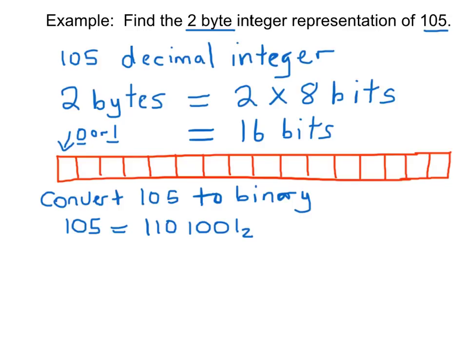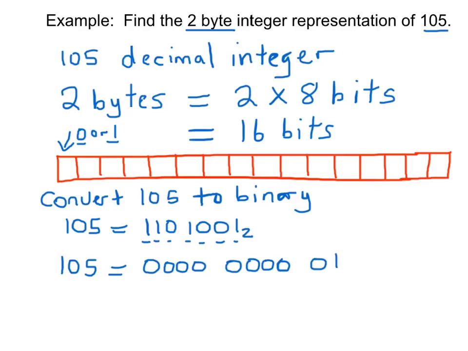The length of this binary number is 7 bits. We can count them: 1, 2, 3, 4, 5, 6, 7. But what the computer wants to do is represent 105 in 16 bits. So what it does is fill out the bits with zeros. So before the number is stored, we've got a whole series of zeros, 9 of them in all, and then the number is stored as 1101001. So this here is my solution. This is the 2-byte or 16-bit integer representation of the decimal number 105.